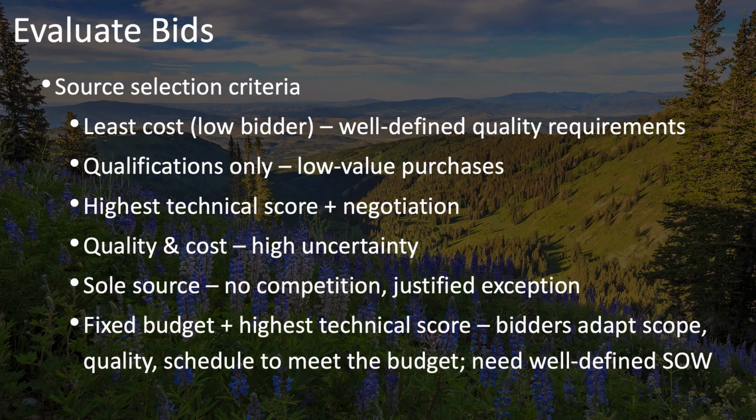Another approach is to use a fixed budget in which you publish in the RFP what your budget is, and then based on the procurement statement of work, you have bidders look at that scope and adapt either the scope or the quality or the schedule or more in order to meet that budget. In order to do this, you need a very well-defined statement of work.